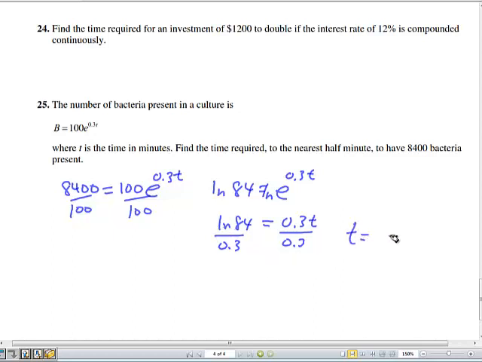T is equal to 14.7693, but it says round to the nearest half minute. If we're rounding to a half minute, this is closer to 15 than it is to 14 and a half. So I'm going to round that to 15 minutes. That's it.